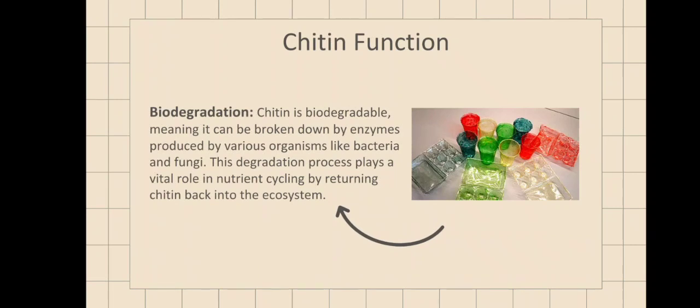Biodegradation. Chitin is biodegradable, meaning it can be broken down by enzymes produced by various organisms like bacteria and fungi. This degradation process plays a vital role in nutrient cycling by returning chitin back into the ecosystem. And there's a product that is actually very innovative, like chitin-based plastic, which comes from animals such as shrimp. It is a major contributor.